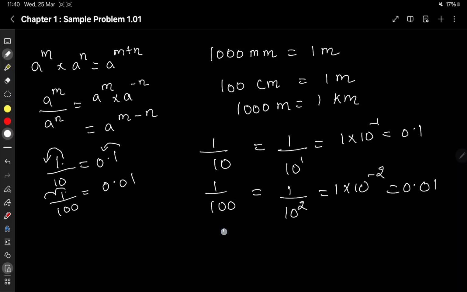Then how will you write it for 1000? It has to jump 3 times. So assume there is a point here, 1, 2, 3. So here it should come, and all the other places should be filled with 0. So it is equal to 0.001.